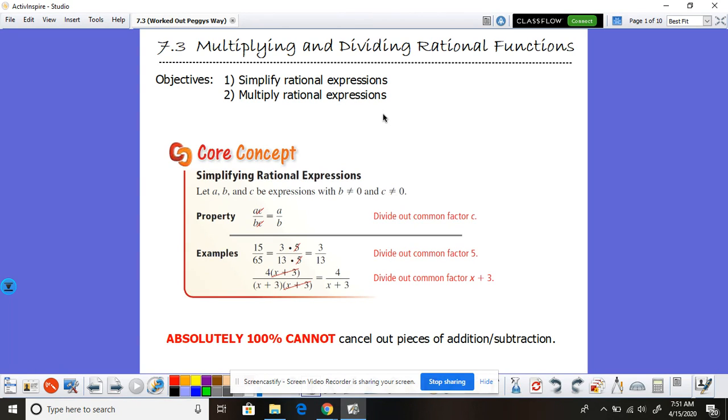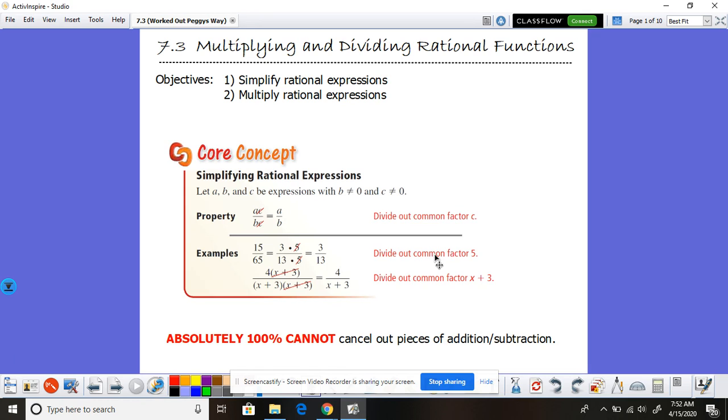The next video, which would be day 2 or part B or whatever you want to call it, will be dividing rational functions. Most of you that have a problem with this section will have a problem with one or two things. This section is not hard. There's no real new math that we're doing here.